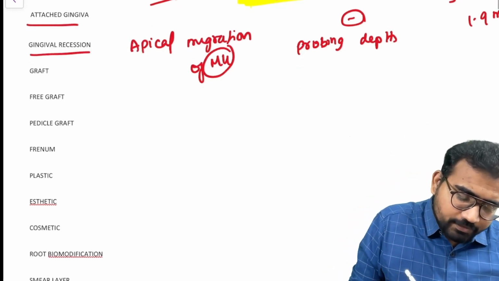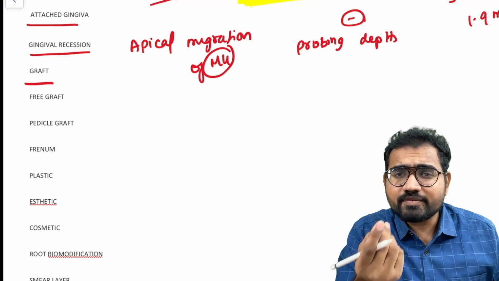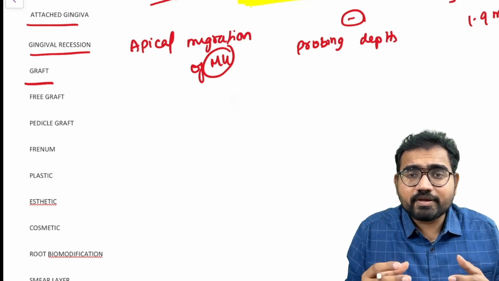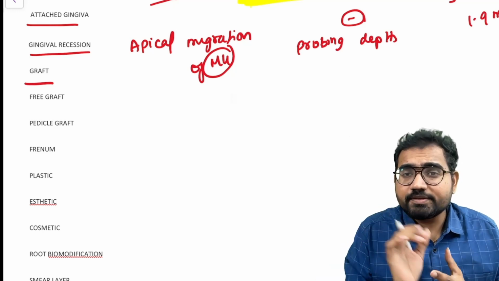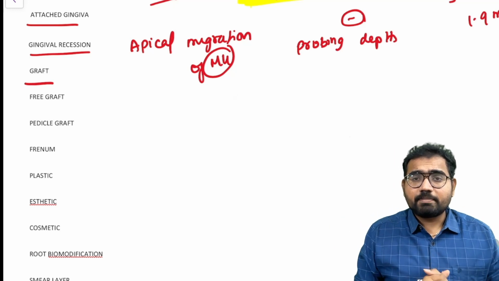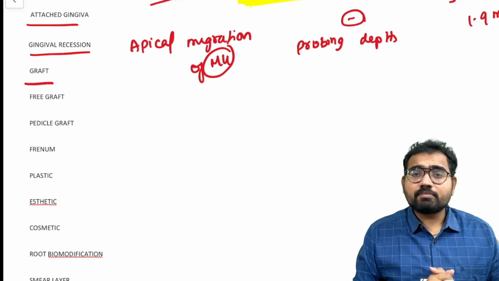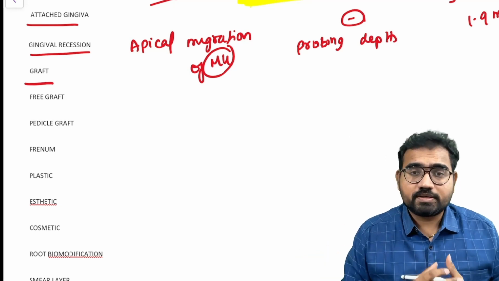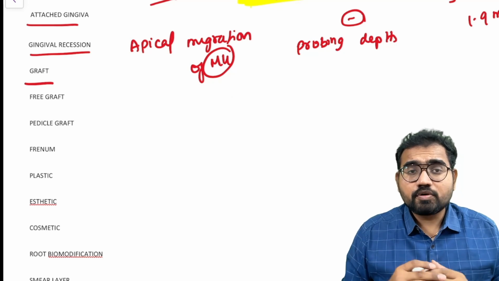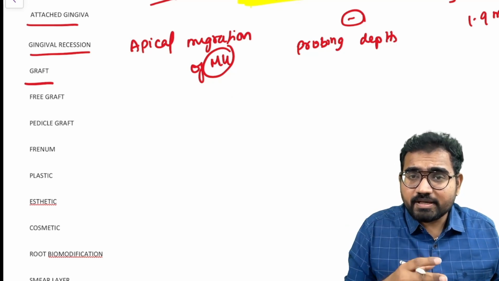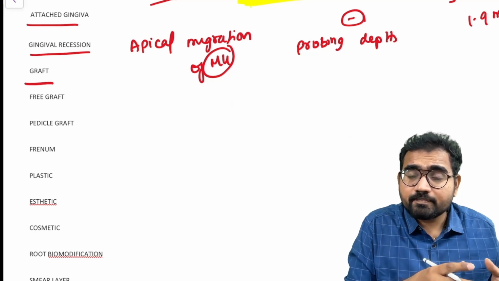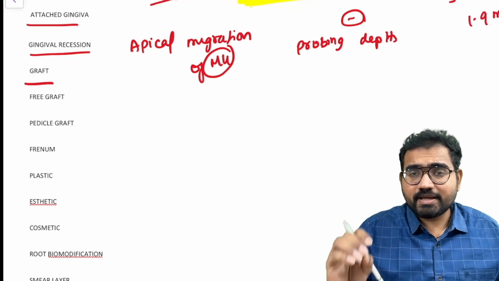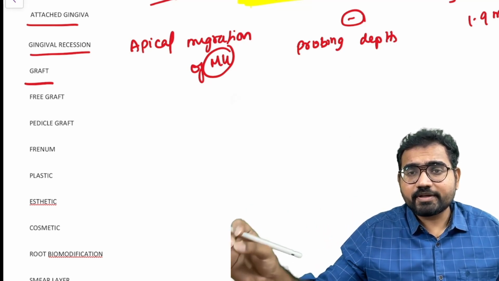Very good. Now coming to graft. What is a graft? A graft is a piece of tissue which is taken and placed to supply a defect or a deficiency. That piece of tissue taken and placed to repair a defect or deficiency can be taken from the same individual, autograft, or from a different individual of the same species, allograft, or from a different species, xenograft. So a graft is a piece of tissue which is taken and placed to supply a defect or a deficiency.